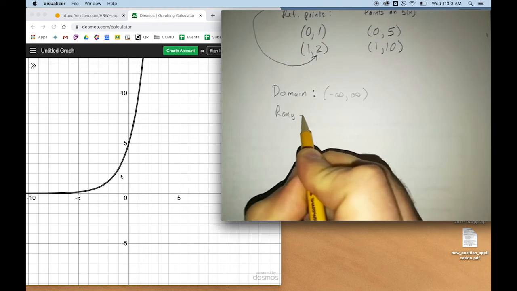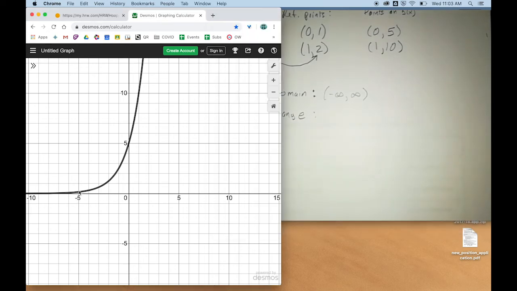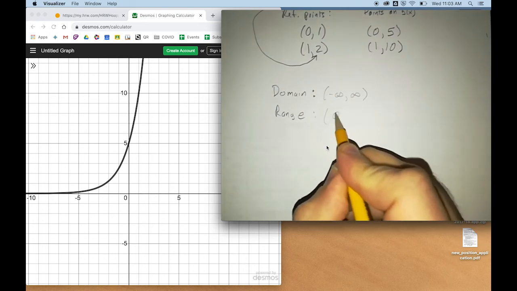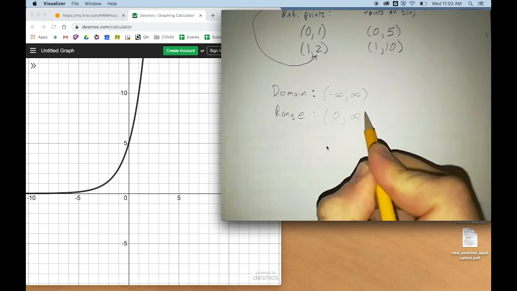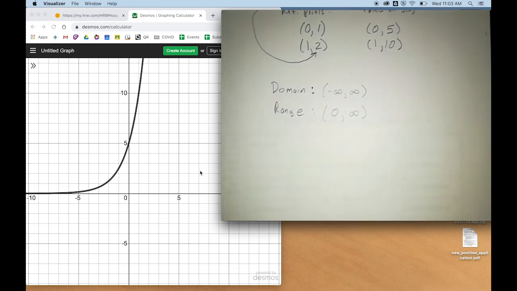Range, we have an asymptote here at y equals 0, right? Or the x-axis is the asymptote. So the range, it's not going to go below 0, and it's going to go up to infinity. Does it actually touch 0? No, it doesn't. It never actually touches 0. So we do use a parenthesis here instead of a bracket.